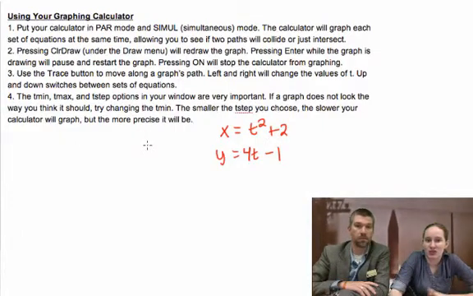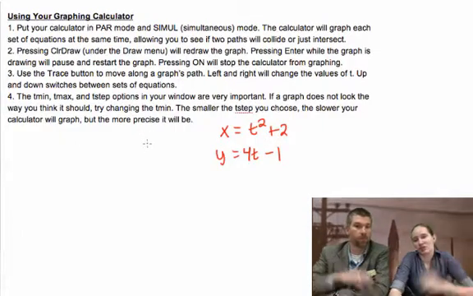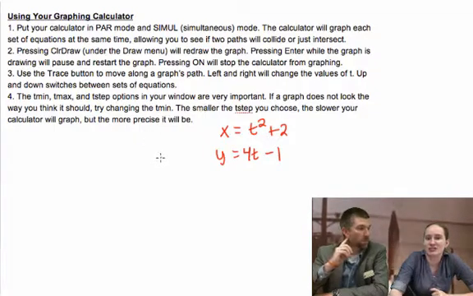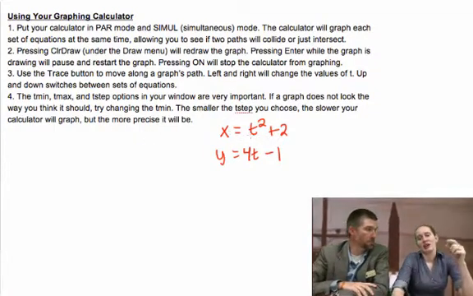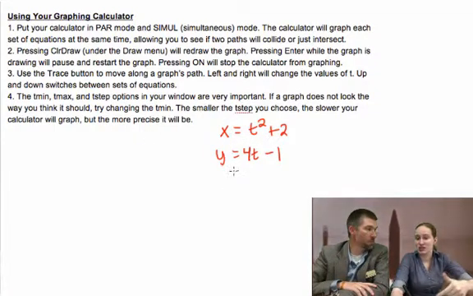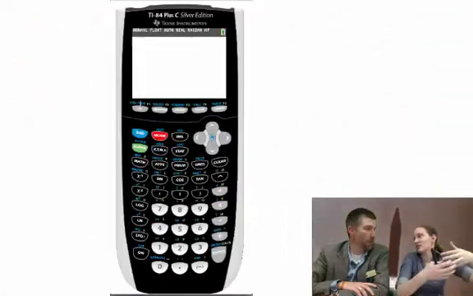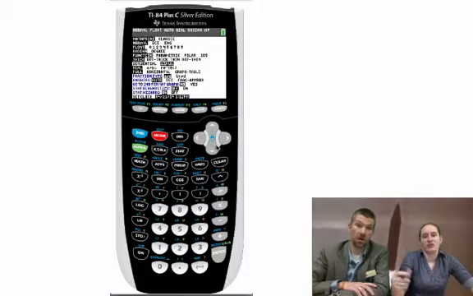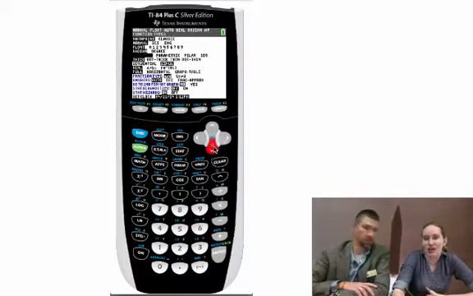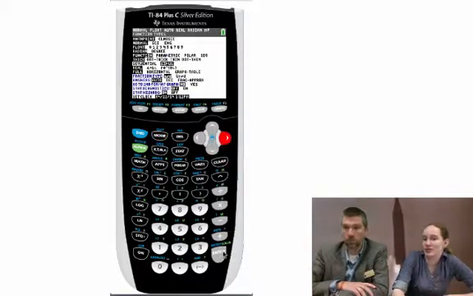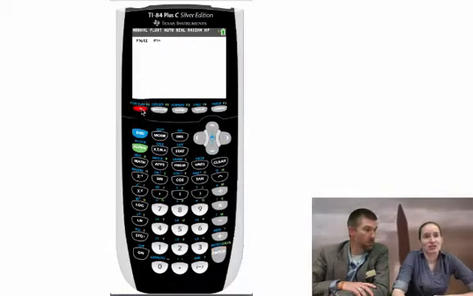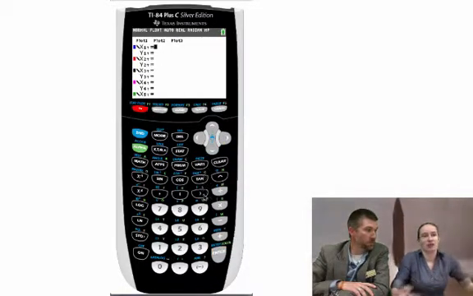If you do this on the 83 and the 84, the calculator will graph the equations at the same time, so that if we have an x1, y1, and then an x2, y2, it'll graph those all at the same time. You can see their pathways to see if they cross or not, and if they cross at the same time, because that's a big deal. That's why parametrics are so important.